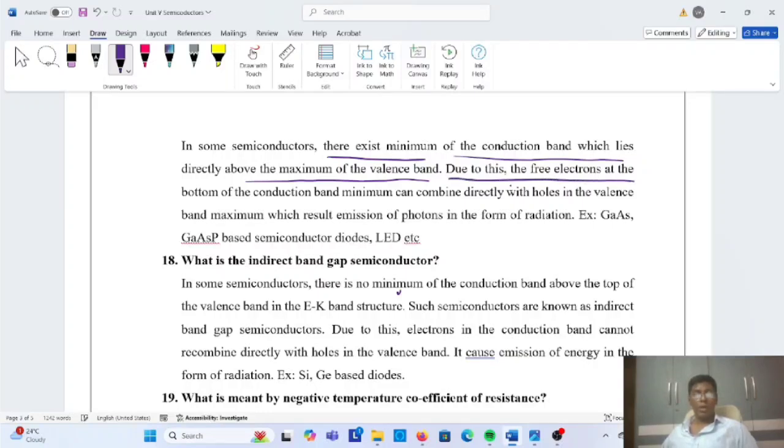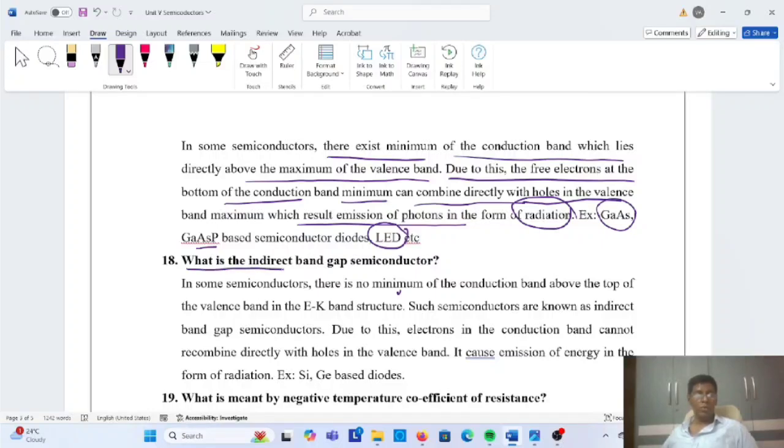Because of this reason, what happened? Free electrons which are available at the bottom of the conduction band can combine directly with the maximum of the valence band. Because of this process, recombination takes place. Because of this recombination, photons are emitted in the form of radiation. Depending on the material which we are using, different colors are emitted from that respective material. Generally, which materials do we use to make a direct band gap semiconductor? Gallium arsenide based junction diodes, gallium arsenide phosphide based junction diodes. LED is also an example. These are the examples for the direct band gap semiconductor.